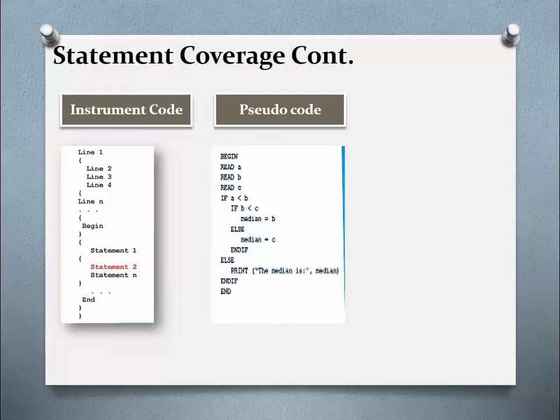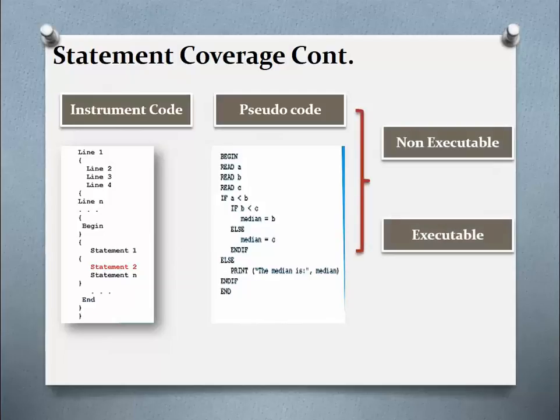Pseudocode is of two types: non-executable and executable pseudocode. There are certain lines of code that do not perform an action. They are considered non-executable code statements. Non-executable code includes comment statements, variable declarations, etc. These statements are usually written at the beginning of the program and do not result in anything.